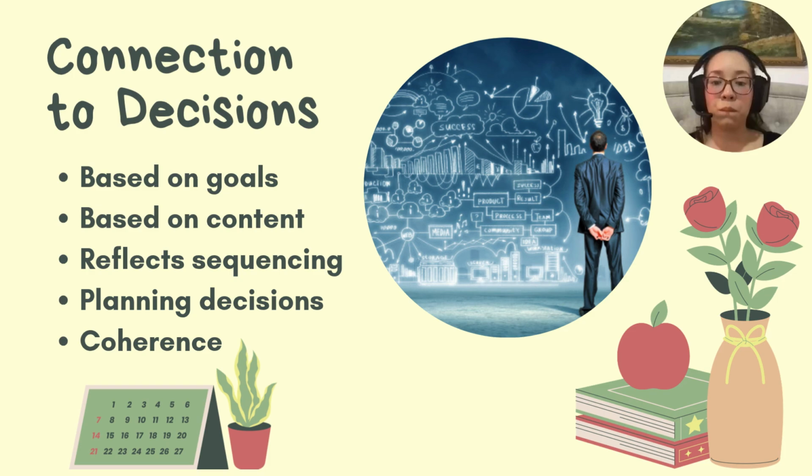Connections to decisions. Something that I noted in this text is that the format and presentation reflect earlier decisions made in curriculum design. This means that they are based on the goals, the selected content, and the way the content is sequenced. The text mentions that all these elements are connected and should work together. When they are aligned, the course becomes more coherent and easier for the students to follow.